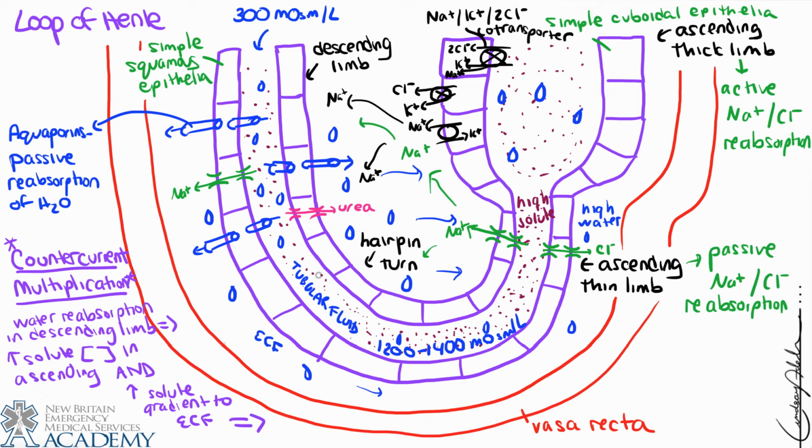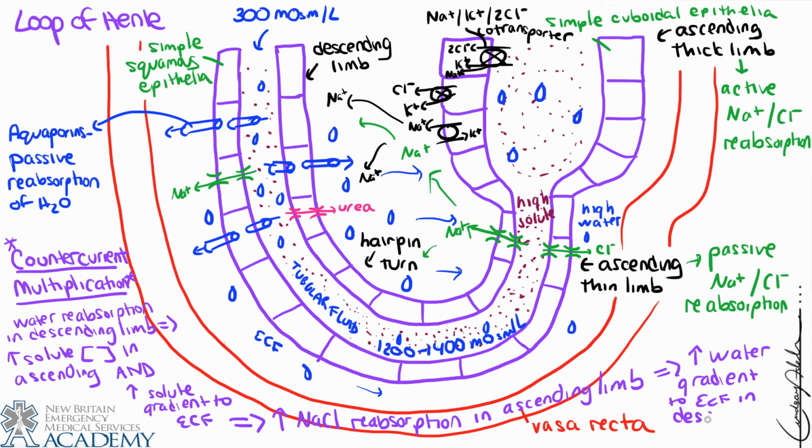The result of these two things is that we're going to get an increase in sodium and chloride reabsorption in the ascending limb, passive in the thin limb and active in the thick limb, because we need to use the sodium potassium pump. And as we add additional sodium and chloride into the ECF, we're now going to see that diffuse towards the descending limb, which is going to further increase the gradient for water to move from the renal tubule into the ECF. That process just repeats over and over. And ultimately what we have is the ability to control water and salt reabsorption independently.